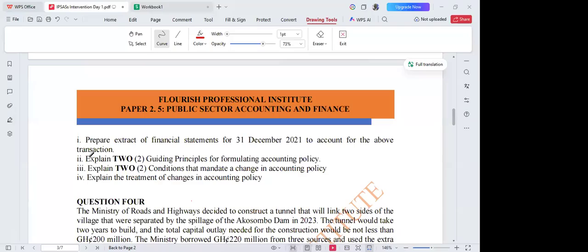II. Explain two guiding principles for formulating accounting policy. III. Explain two conditions that mandate a change in accounting policy. IV. Explain the treatment of changes in accounting policy.